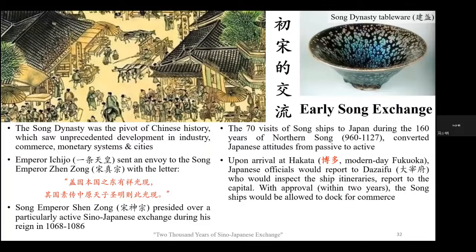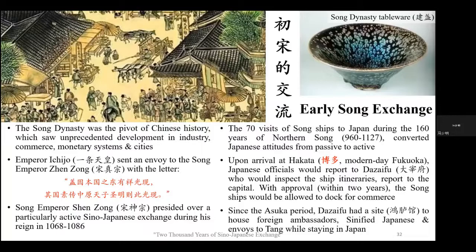Especially when these Song dynasty ships arrived at Hakata, which is modern-day Fukuoka, they would then inspect the ship. Officials would inspect the ship itineraries and report to the capital. And with approval, the Song dynasty ships would be able to dock for commerce. And they actually have an area where they allow the envoys from Sui, from Tang, all the way to Song dynasty, when they stay in Japan, you can stay in this area, right? So a special treatment for the Chinese people.